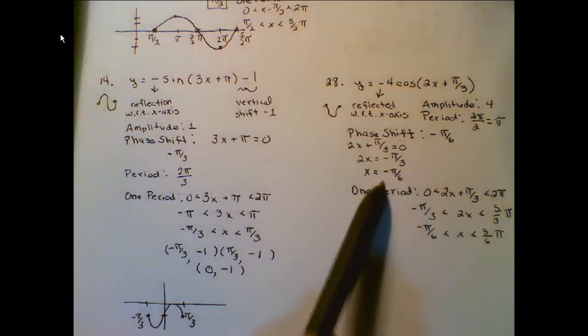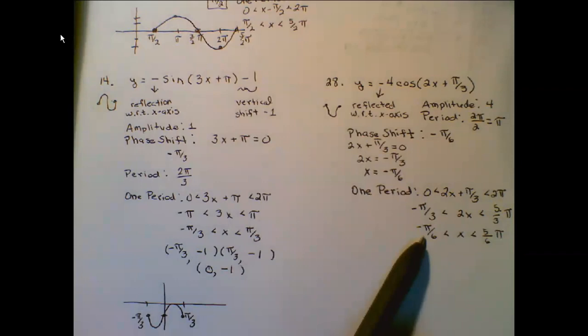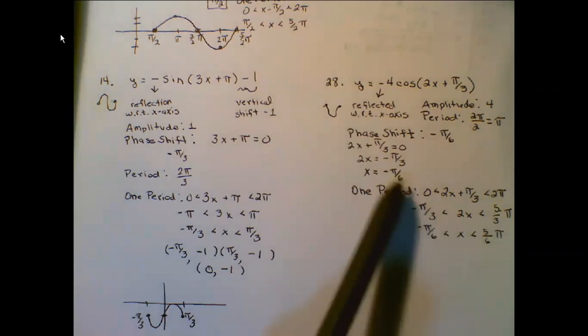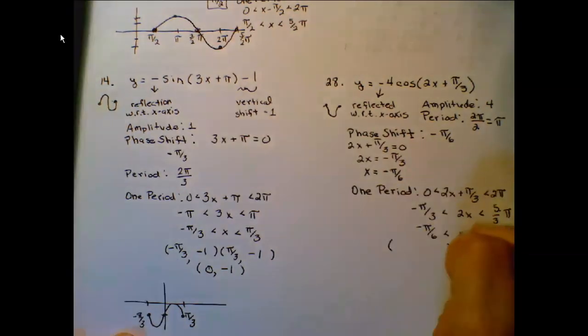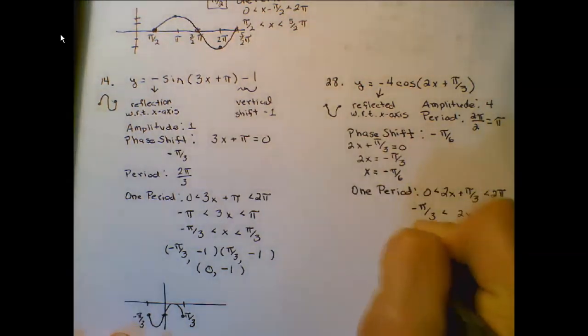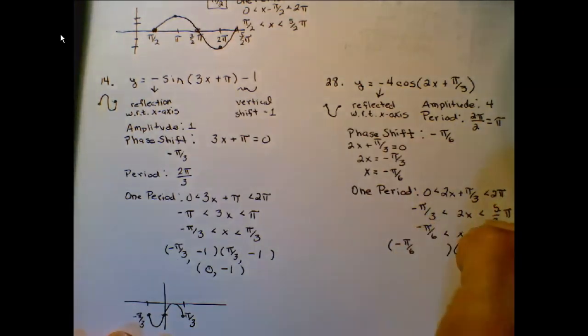See, that phase shift is just where your left endpoint has moved to. The whole graph has moved pi over 6 units to the left. And so the endpoints of one period occur at negative pi over 6 and 5/6 pi.